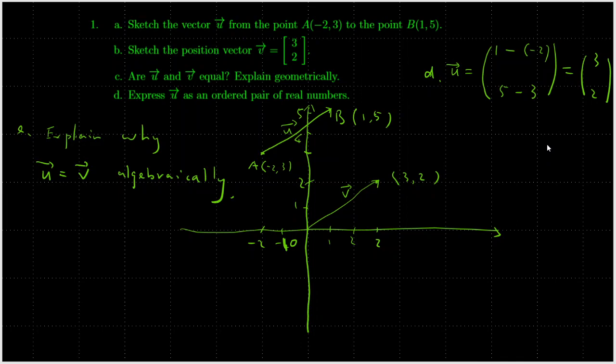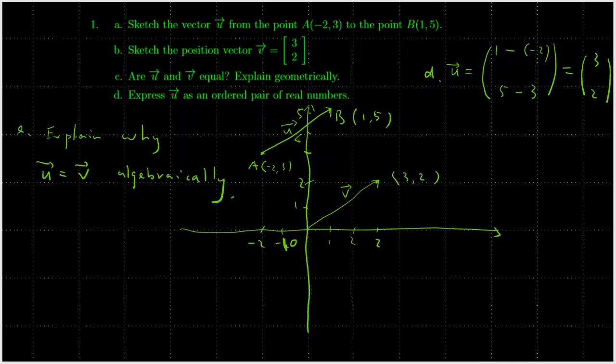Algebraically, we mentioned that two vectors are equal if and only if they have the same components. You see they have the same components, right? In question D, the vector U has the components 3, 2. The position vector V also has the same components 3, 2. That's why the two vectors have the same components.